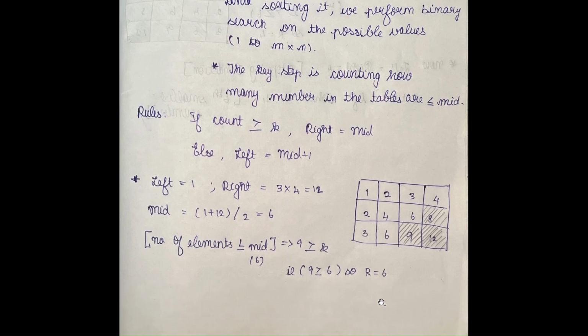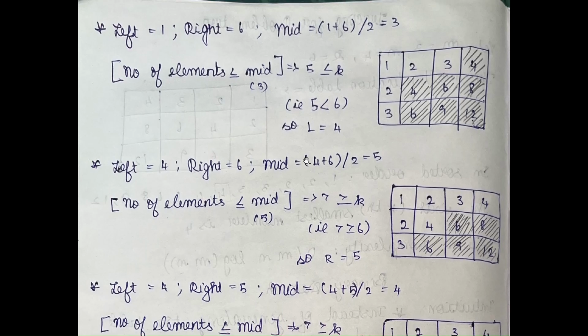Later we will proceed with the updated value of left equal to 1 and right equal to 6, with the mid value being left plus right divided by 2, which results in 3. Now again we will be counting the number of elements which are less than or equal to 3, which are 1, 2, 3 and 2 and 3.